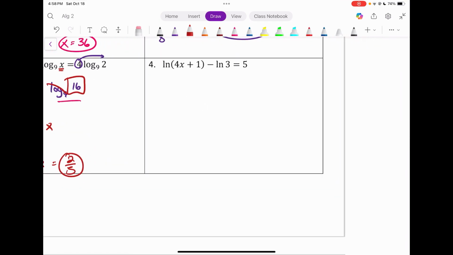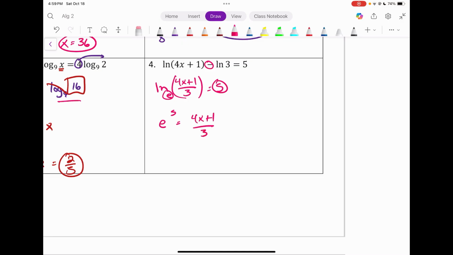The rule is, if you don't remember, a natural log has a base of e, 2.718. So anytime you see these ln's, they work the same way. They just have a different base. To subtract two logs, again, we divide. That'd be the natural log of (4x plus 1) divided by 3 equals 5. Next step, nothing else can move over, so we're going to change forms. The base is e. Therefore, that means e to the 5th power is equal to (4x plus 1) over 3.